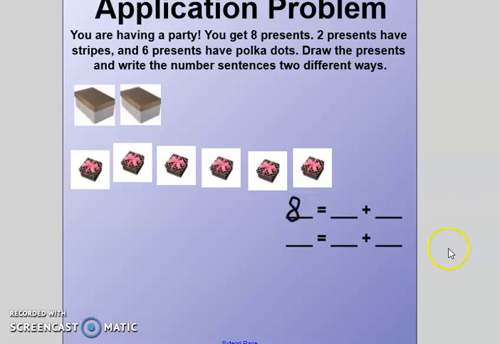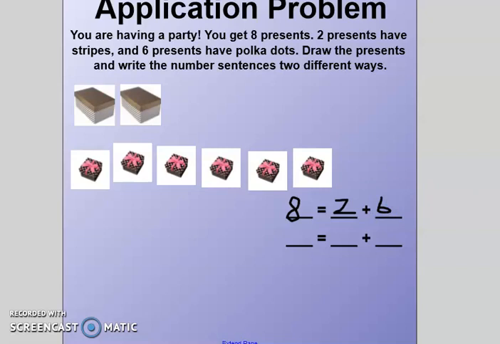Okay, so 8 equals, how many striped presents do we have? Because that's one of our parts. 1, 2. Very good. Erase that. That was a messy 2. And then how many polka dotted presents do we have? 1, 2, 3, 4, 5, 6. Very good.